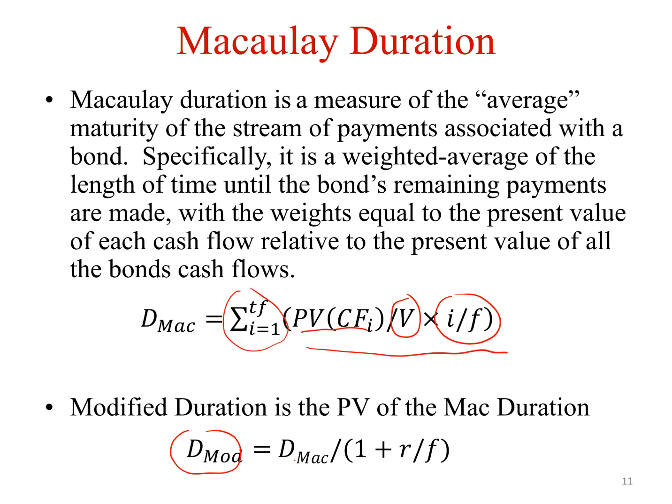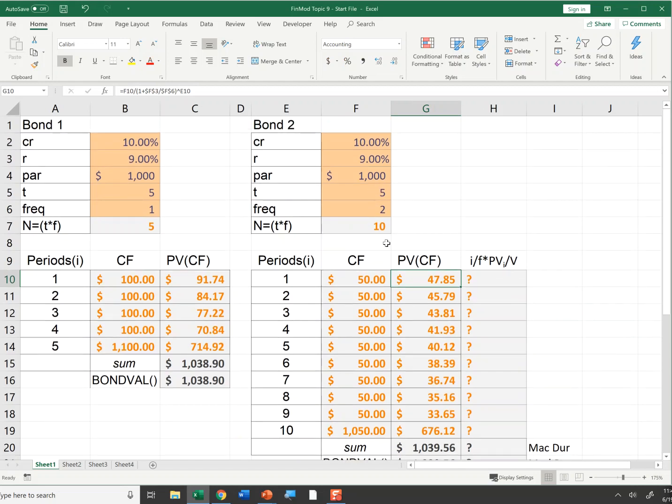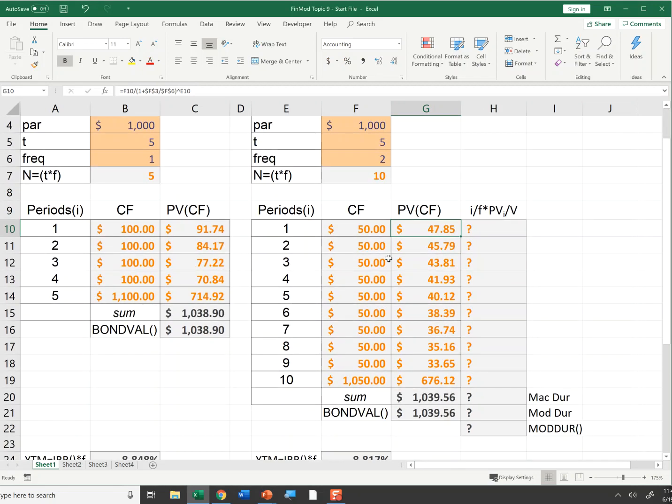Modified duration is going to be our Macaulay duration over 1 plus R to the F, kind of like the present value of the Macaulay duration. So we'll go to our spreadsheet. And we'll do it for this bond 2, which is this 5-year, 2 payment per year, 10% annual coupon rate bond. That bond's present value of cash flows is $1,039.56.